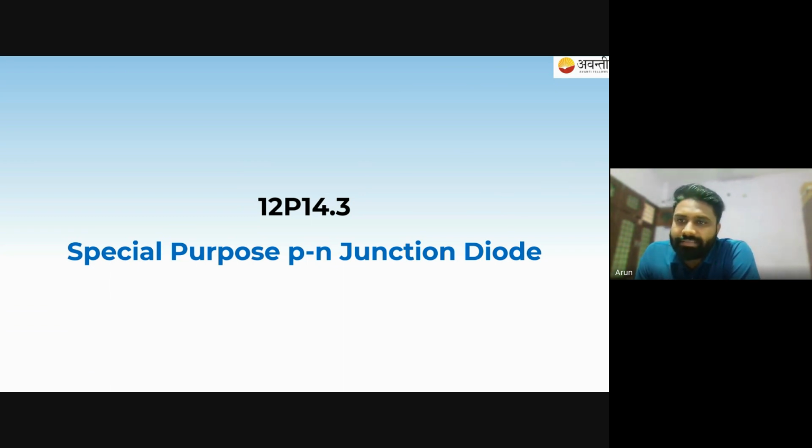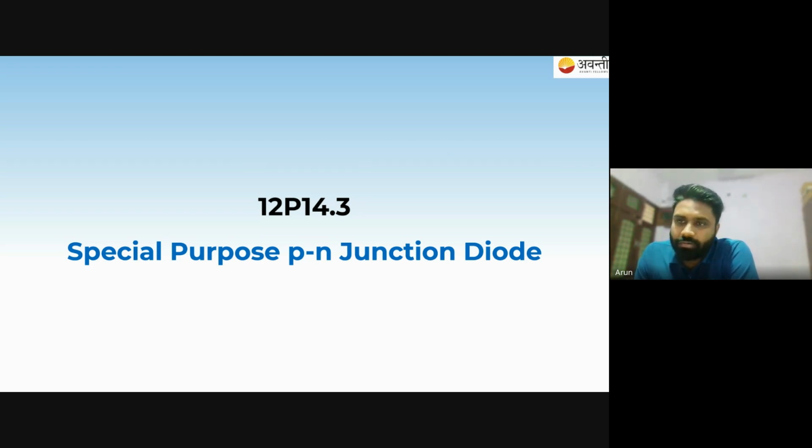Based on both biasing conditions, we have studied that in forward biasing, the diode offers less resistance, and in reverse biasing, the resistance offered by the diode is too high. So it is acting as a digital switch for us. Got it? After that, we have studied the special purpose PN junction diodes.